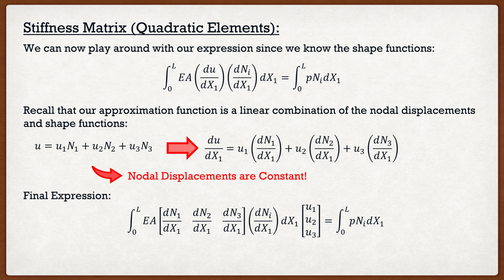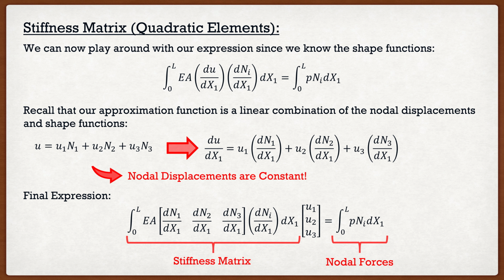And the reason why is because we have that additional node that we need to account for. So before we had dn1, dn2, as well as u1, u2. Well, now we have dn1, dn2, dn3, as well as u1, u2, and u3. But again, the exact same thing. We say that the term in front of our displacement vector is our stiffness matrix, and the term on the other side is our nodal forces vector. Now in this case, instead of 2 equations, we actually have 3 equations because we have 3 different shape functions.